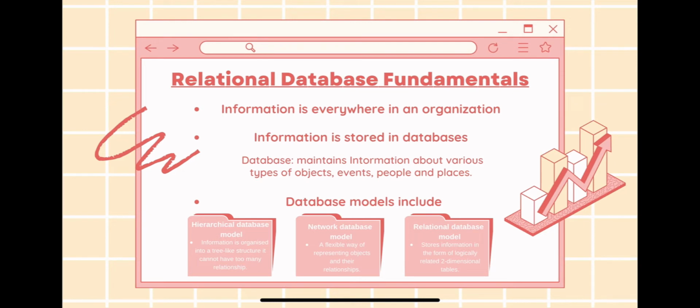Information is everywhere in an organization. Information is stored in a database. A database maintains information about various types of objects, events, people, and places. There are three database models. The first one is the hierarchical database model. Information is organized into a tree-like structure. It cannot have too many relationships. The second one is the network database model, a flexible way of representing objects and their relationships. And the last one is the relational database model, which stores information in the form of logically related two-dimensional tables.